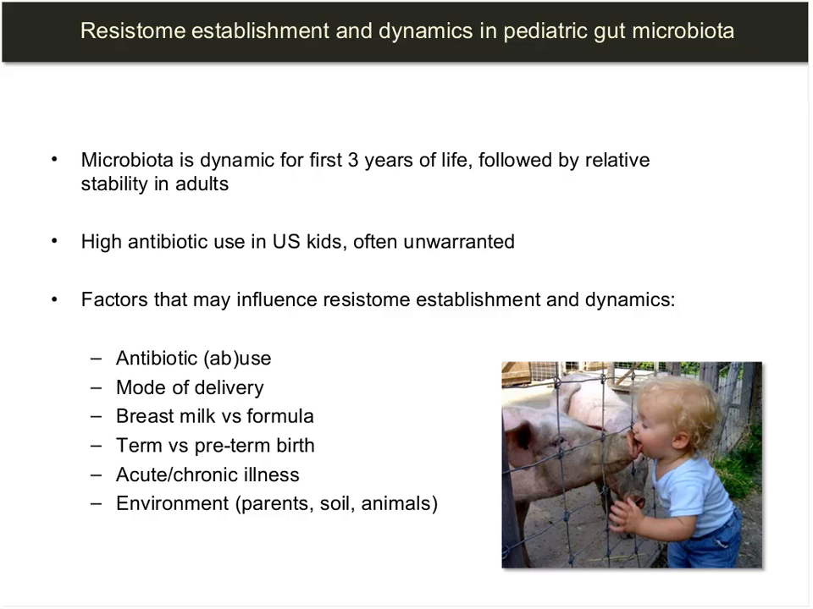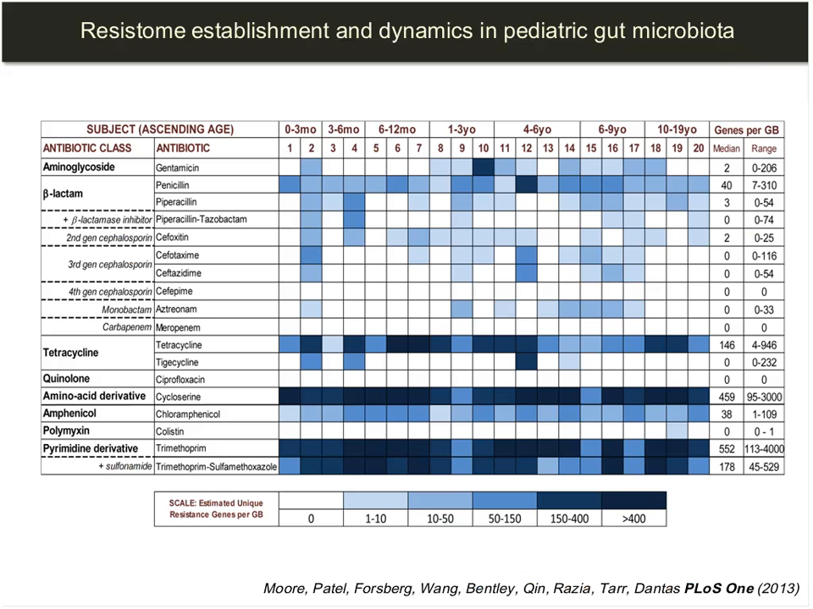And so with that in mind, with this sort of vulnerable ecosystem under massive perturbation, we're trying to understand what the factors are that influence the establishment and dynamics of the resistome: obvious factors like antibiotic use and abuse, and then also other correlates which might be particularly impactful, such as disease states and interactions with the environment.